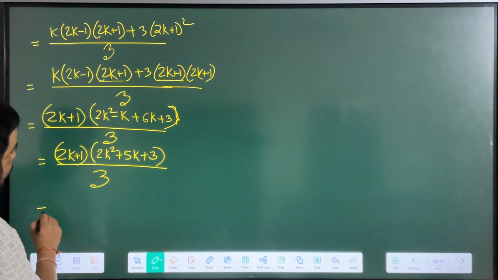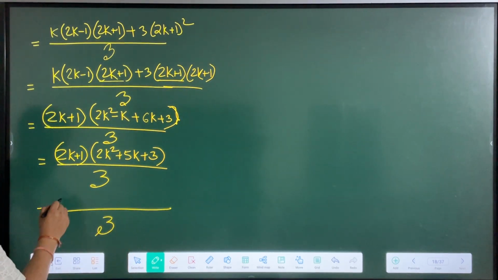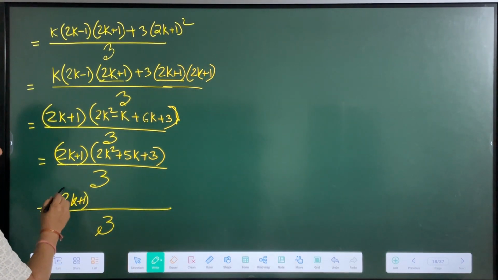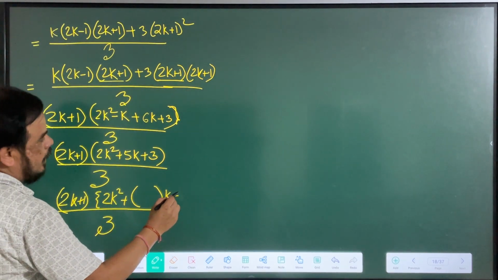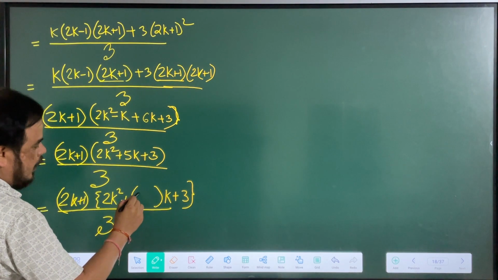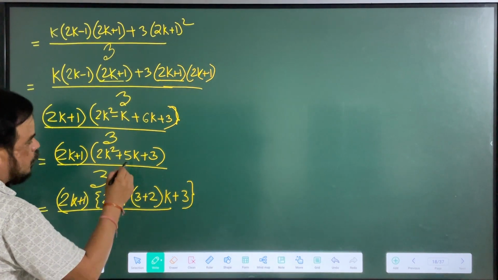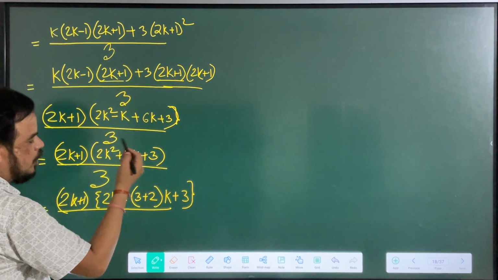Okay. Now, middle term factorization again. 2k plus 1 times 2k square plus k plus 3. Here 3 plus 2, 3 plus 2 is 5, and 3 times 2 is 6.